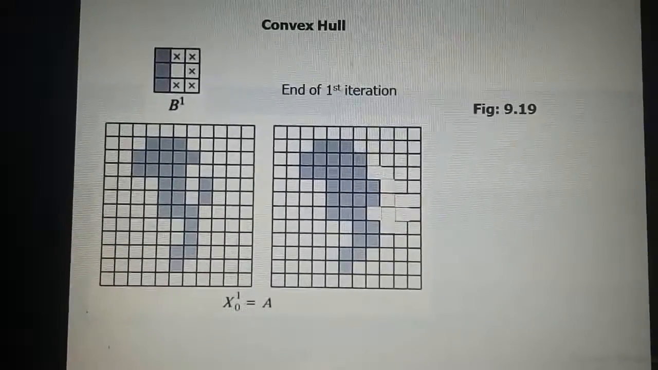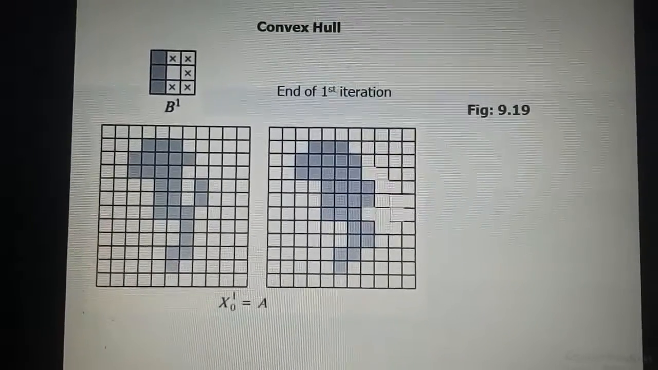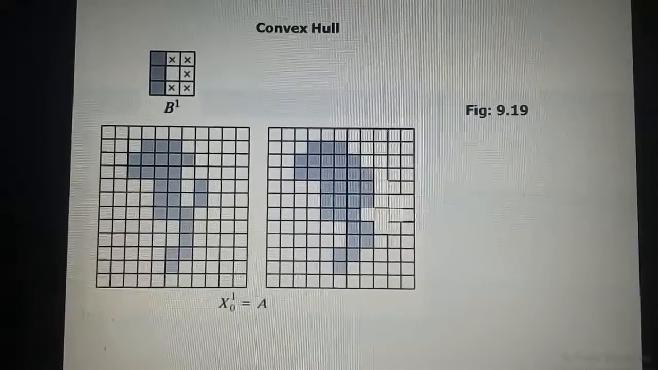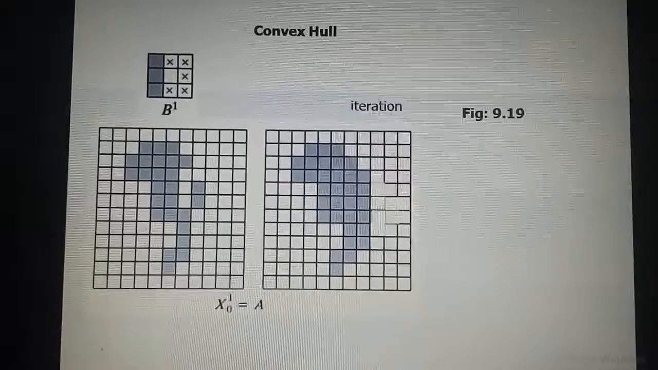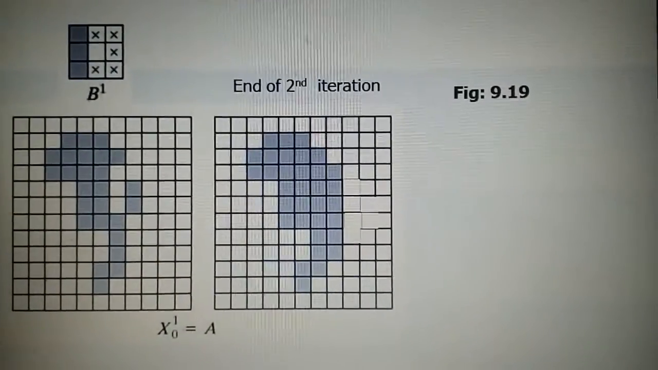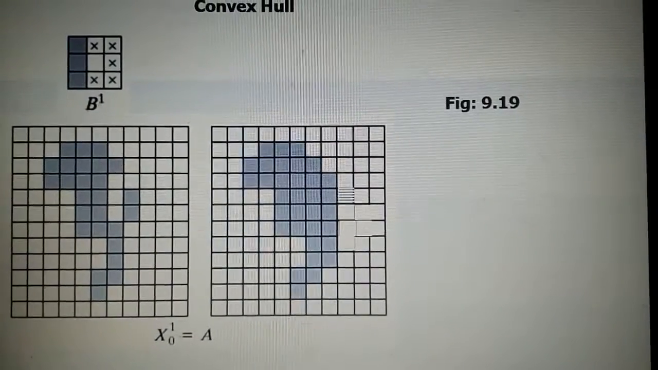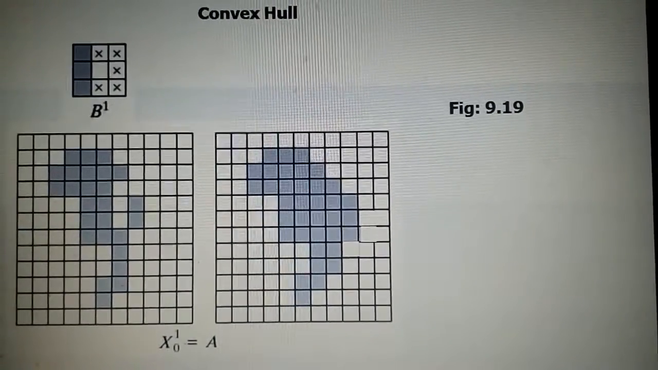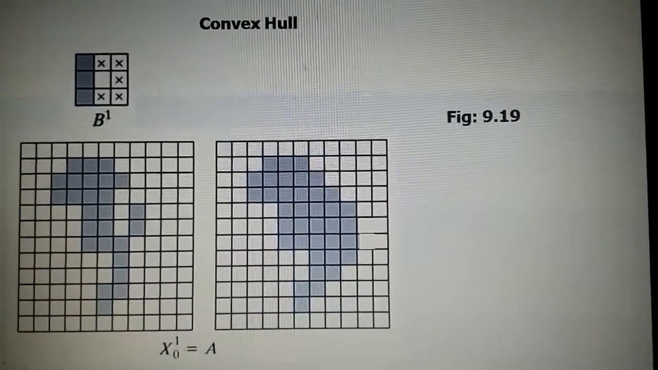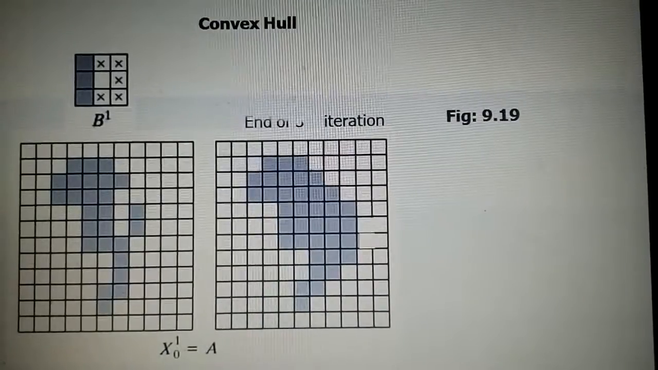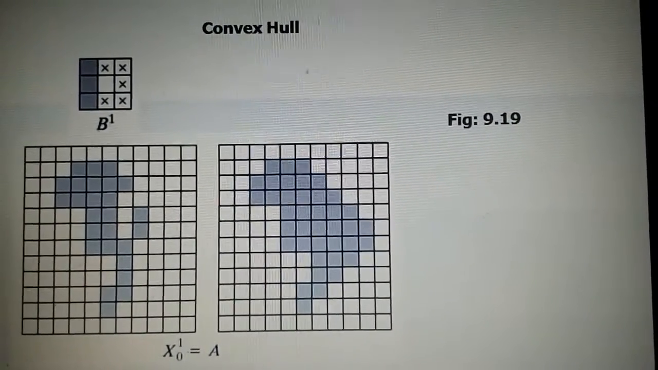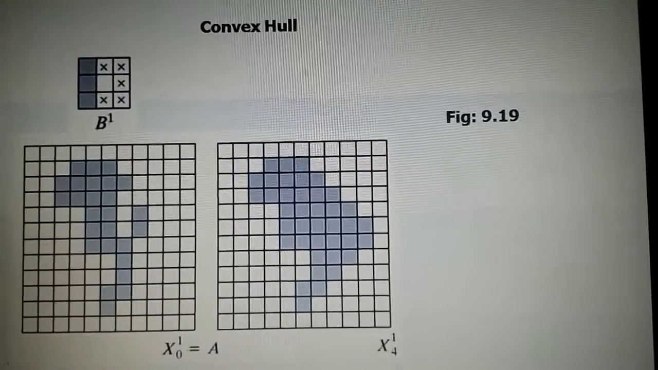In the second iteration we are going to find another set of points, and that is the end of the second iteration. And in the third, those are the set of points in the third iteration, and those are the set of points in the fourth iteration.